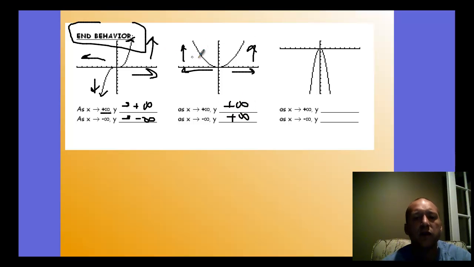So for these two graphs, you're looking at these arrows, the end behavior, not around here, not in the middle, but forever right, forever left. So even if I had an extra hump in the middle here, I'm really looking at the end behavior, or what's happening at the end of it.